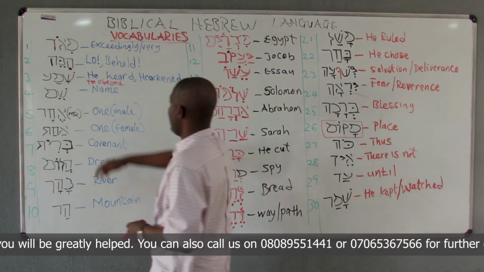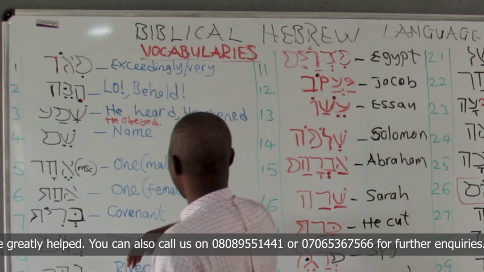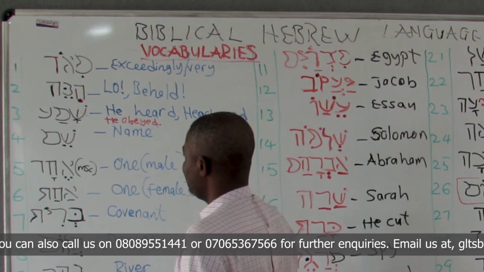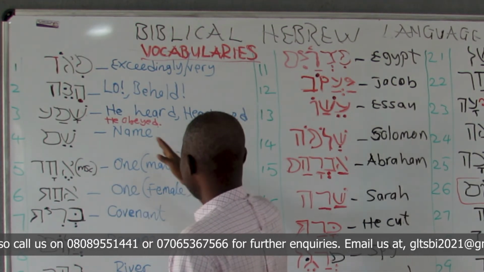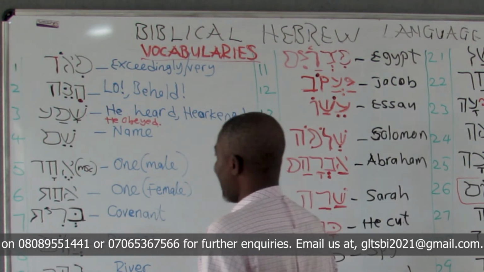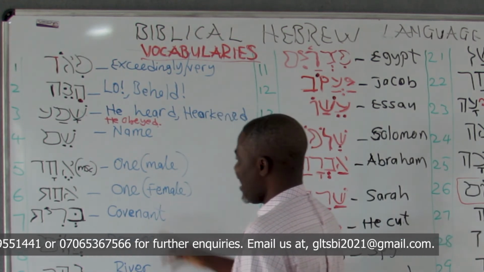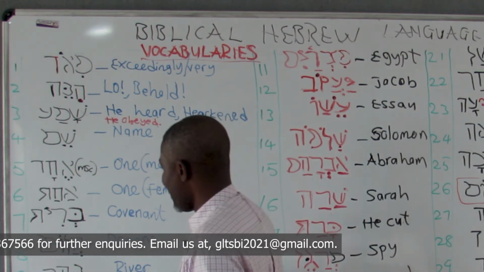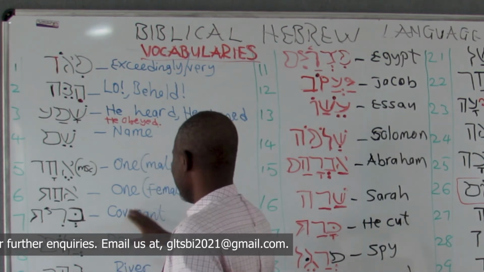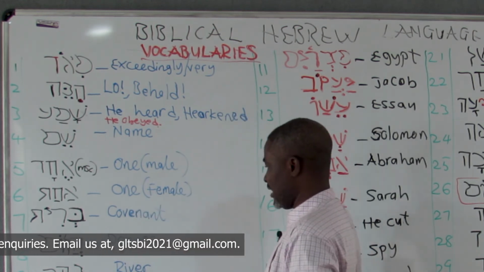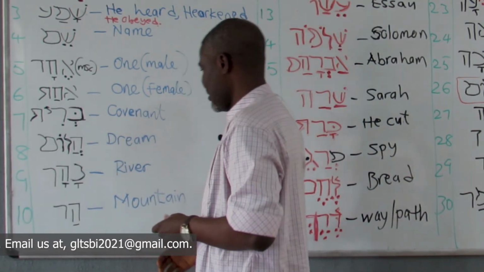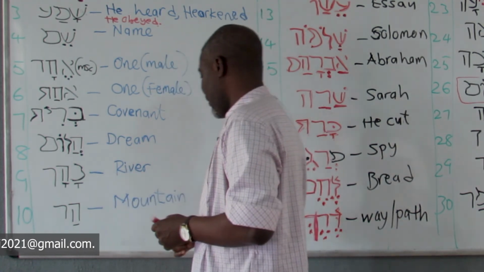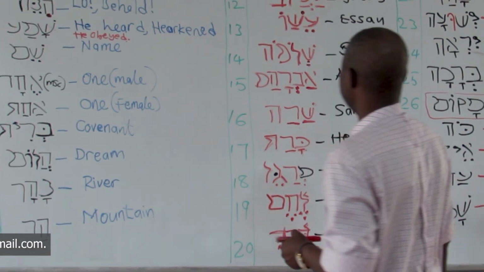Let me go over once more. Meod is exceedingly or very. Hine is lo or behold. Shama is he heard or he obeyed. Shem is name. Echad is one in the masculine, Achat is one in the feminine. Then covenant is berit. Chalom is dream. Nahar is river. Har is mountain.